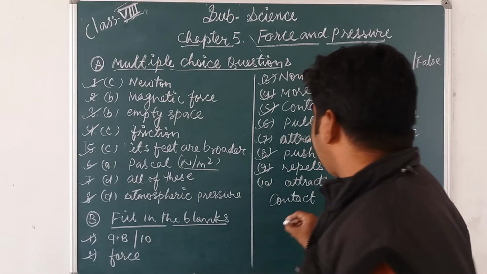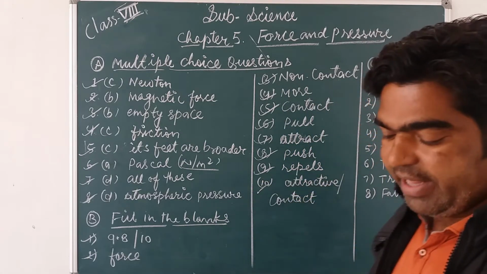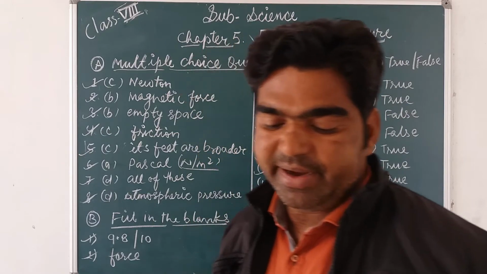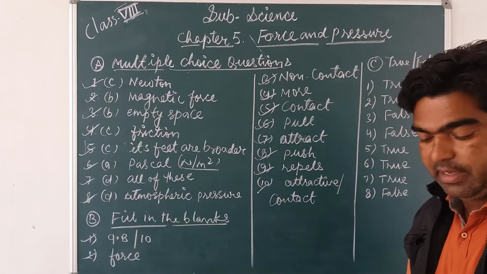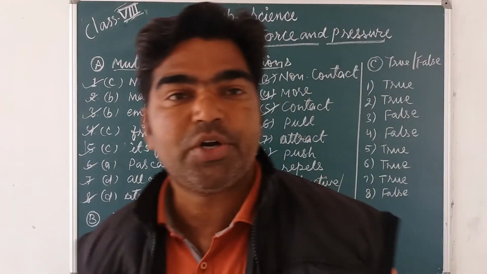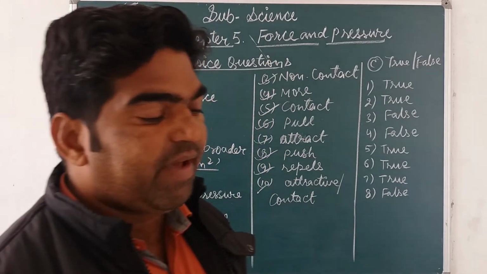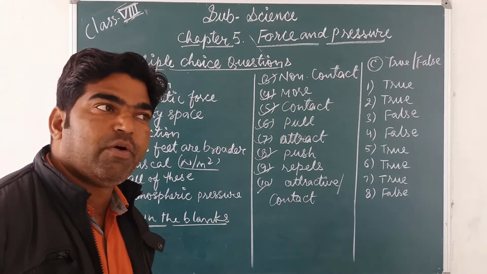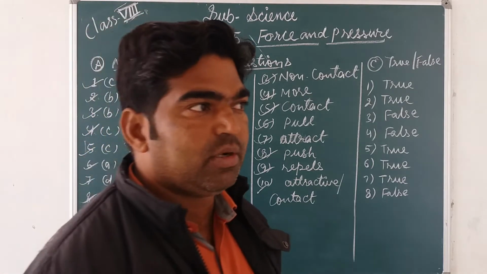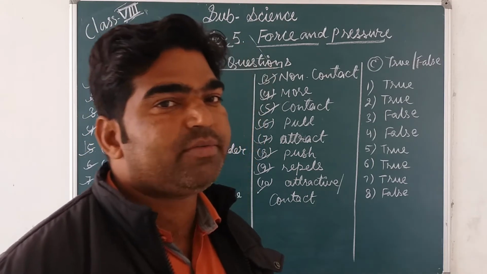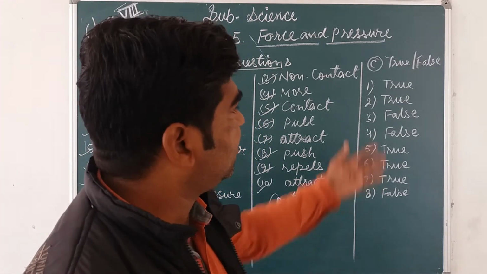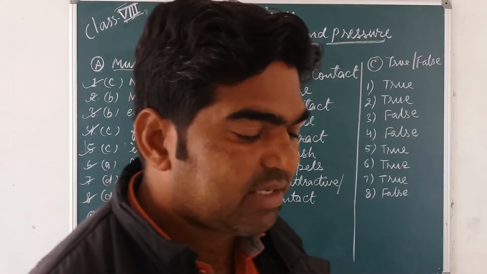Okay, so both are the answer of this 10th, contact or you can say attractive. Now next, the question number C. State whether the statements are true or false. For true you have to write T, or for false you have to write F. Either you can write true or false, no problem for that.